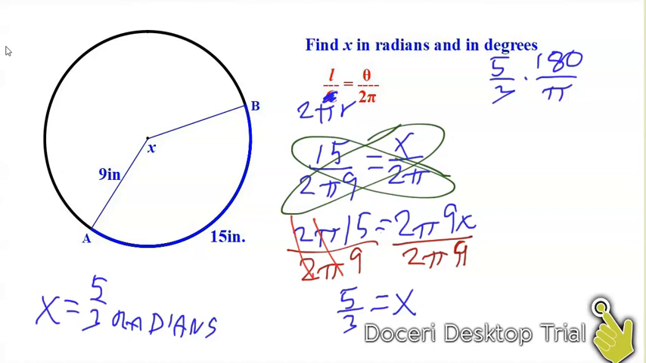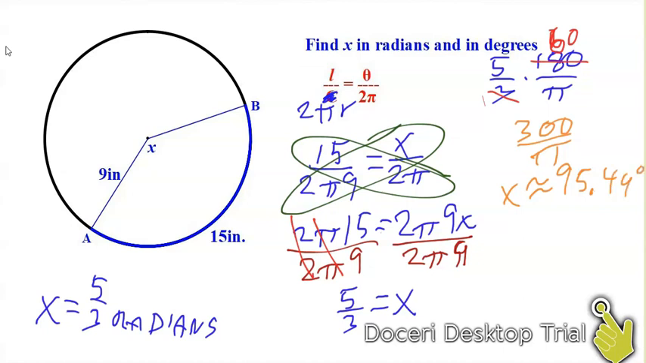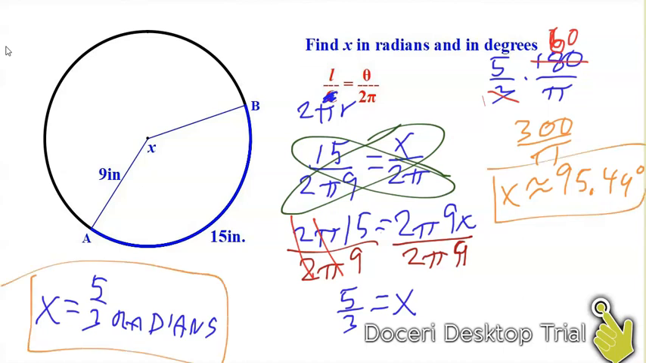And let's see, can we simplify anything there? We can do a little bit. So let's see, what does that do? This 3 goes away. 180 divided by 3 is 60. And so I have 5 times 60, which is 300 over pi. I am going to stick that into my calculator. 300 divided by pi. And so I end up with x is approximately 95.49 degrees. There we go. We have it in degrees. We have it in radians.